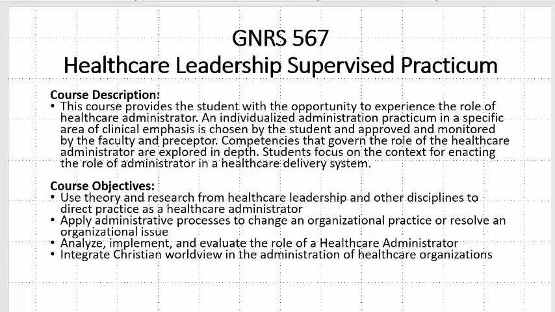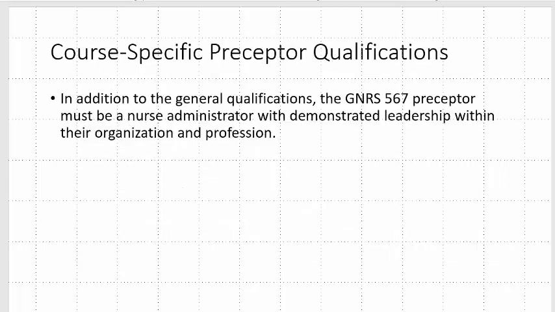The objectives are to use theory and research from healthcare leadership and other disciplines to direct practice as healthcare administrator, apply administrator processes to change an organizational practice or resolve an organizational issue, to analyze, implement, and evaluate the role of healthcare administrator, and integrate a Christian worldview in the administration of healthcare organizations. This course also would like that the preceptor be a nurse administrator or someone who's had leadership experience.